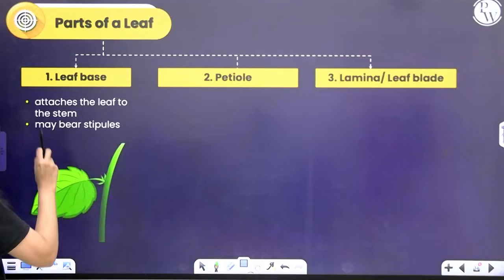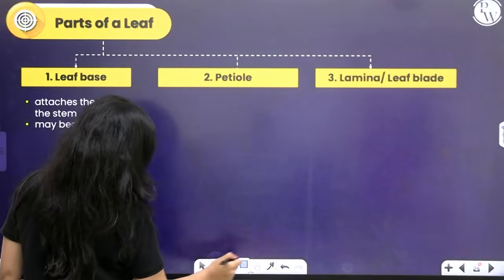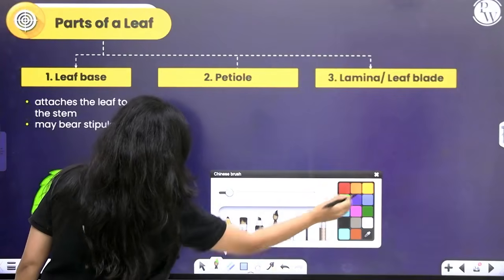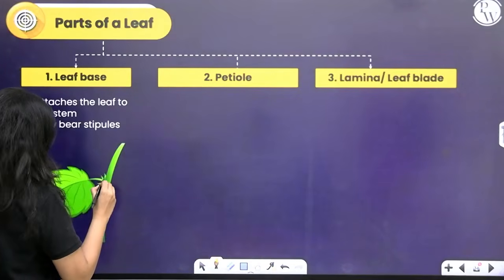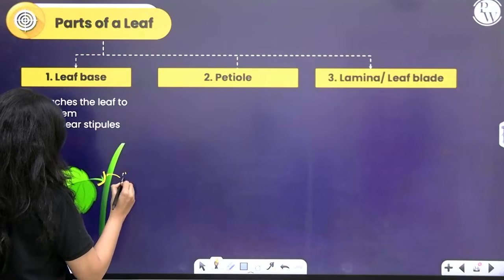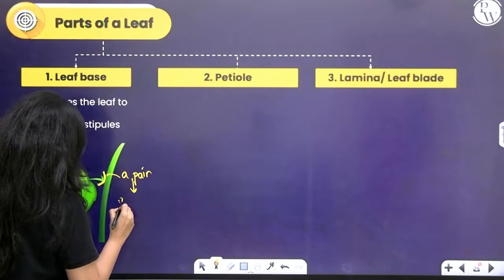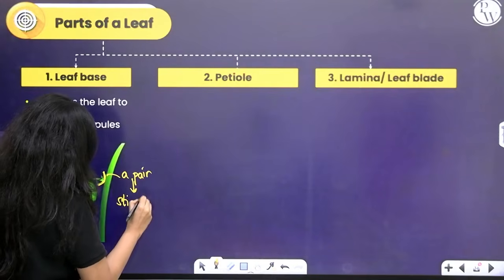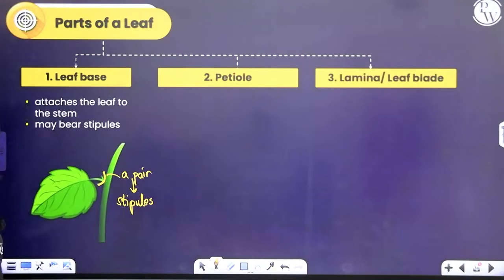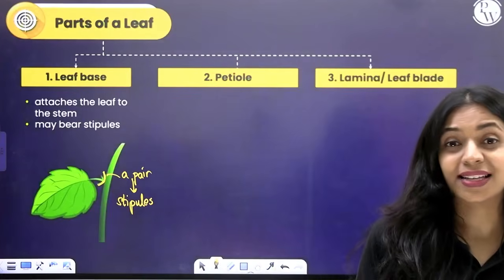In some plants, at the leaf base, two small leaf-like structures are present, in a pair. Generally, we call them stipules. Whenever stipules are present in a plant, we say that the leaf is stipulate. Whenever stipules are absent, we say that it is exstipulate.